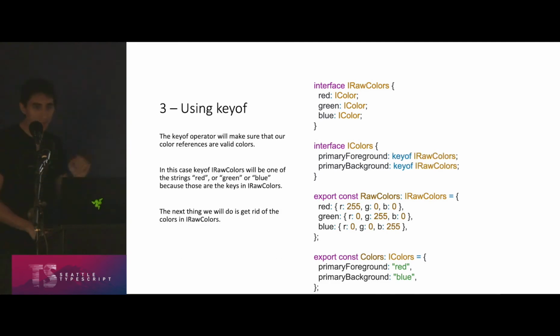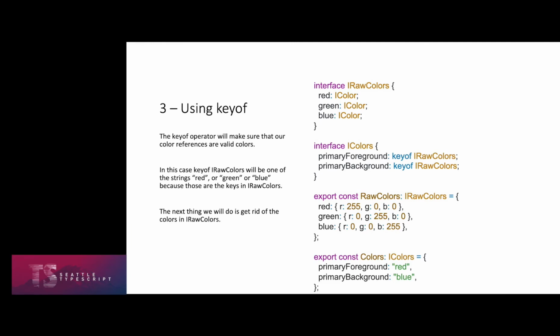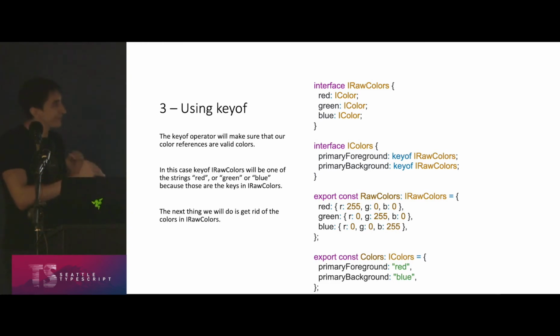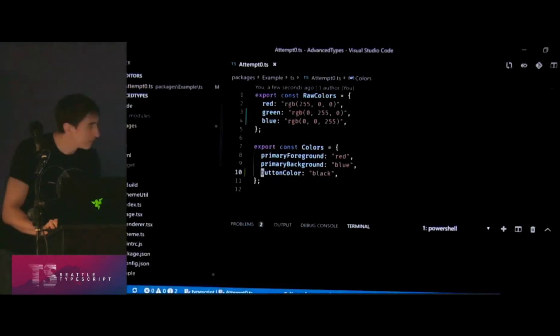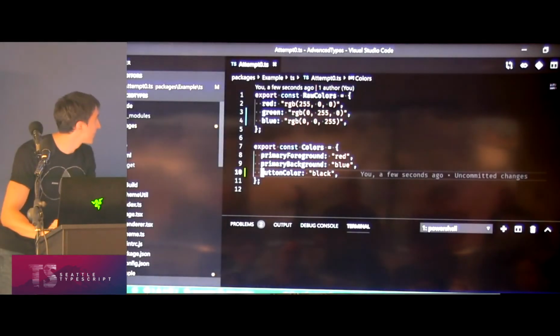So we're going to fix up one of those problems right now. We're going to use this operator. So we're going to change the lines right here. And what this says is that the things that appear in iColors have to be keys that appear in iRawColors. So I'll show you what this means in practice. I'm going to get VS Code opened up again. So here it is.